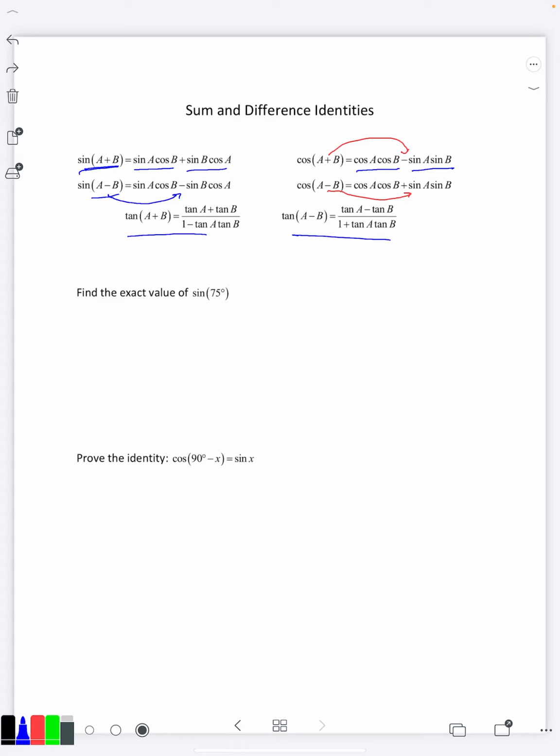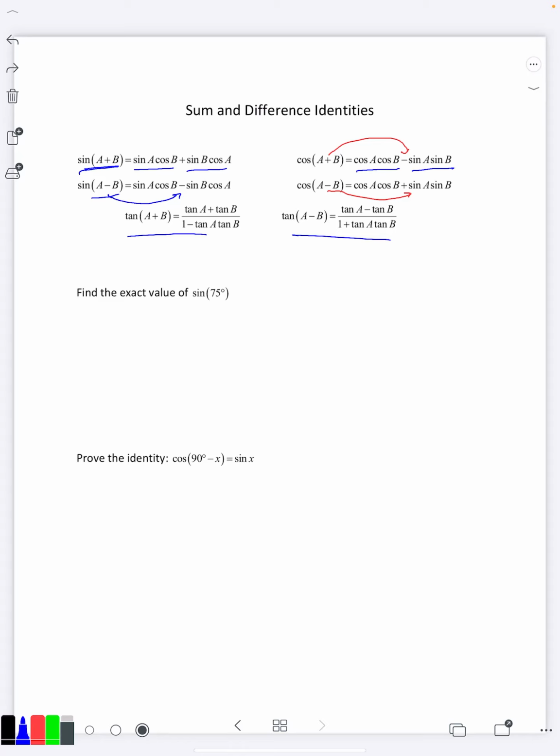Before these identities, we had no way to solve this problem. We know angles that are like 30, 60, 90 right triangles. We know 45, 45, 90 right triangles. There is no special triangle with 75 degrees.